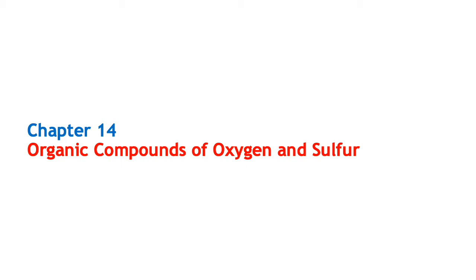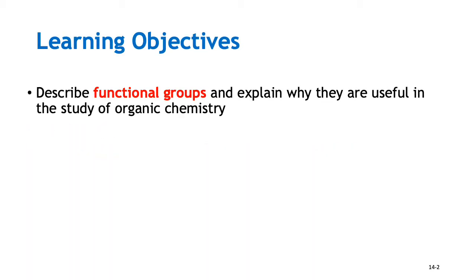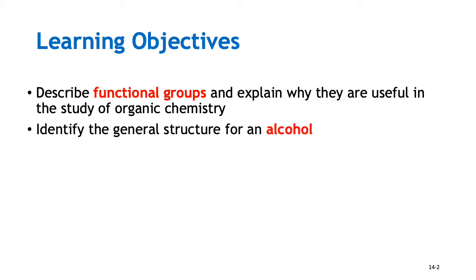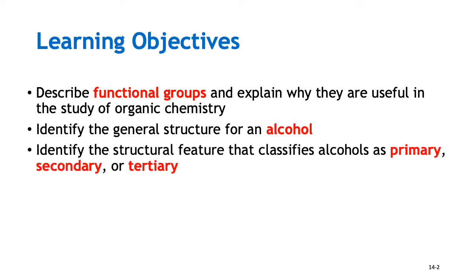Sometimes there is a lab that helps you go over these functional groups and to instill these concepts deep in your head. So without further ado, organic compounds of oxygen and sulfur, part 1. Today we're going to describe functional groups and explain why they're useful in the study of OChem. We're going to identify the general structure of alcohols. We're going to identify structural features that classify them as primary, secondary, or tertiary.